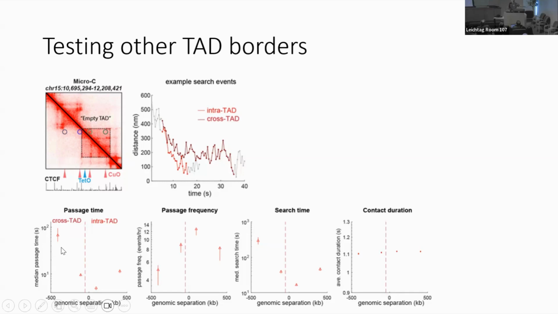on the left that will be cross-TAD interactions. Again, logarithmic scale, they're slower. It takes longer for them to find each other. They make fewer passages, but there's no effective contact duration difference on either side.